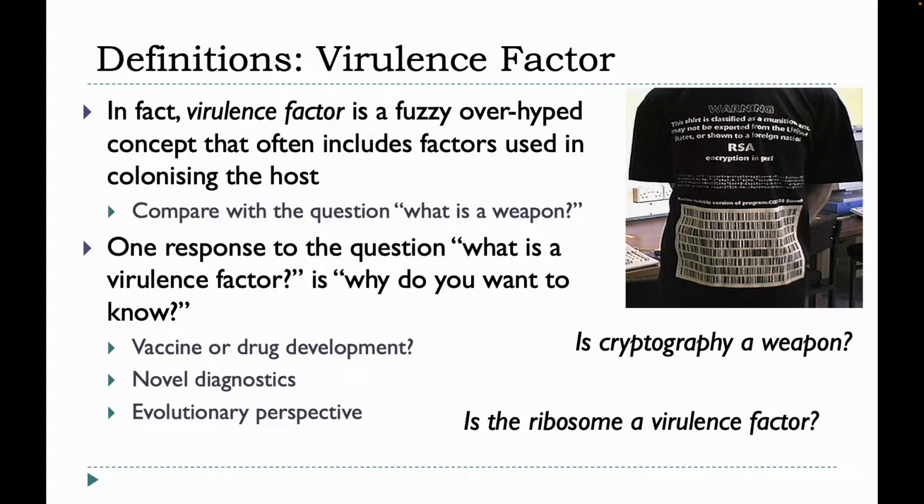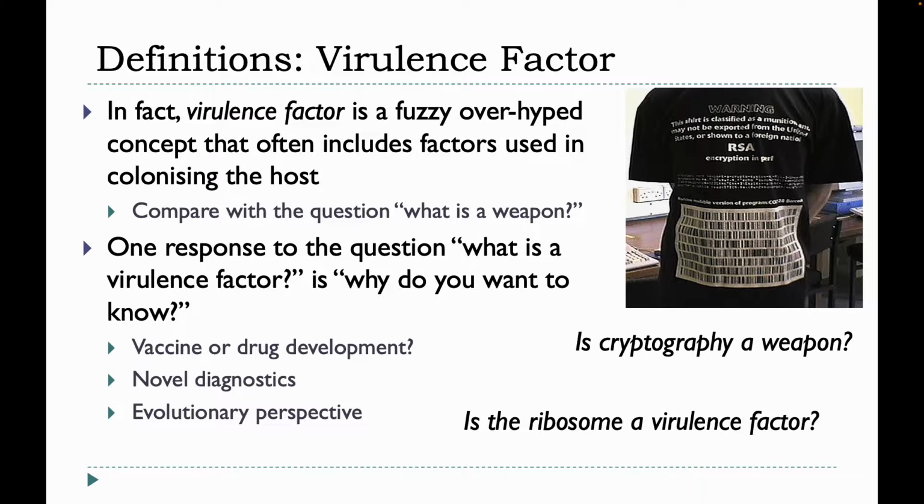So if cryptography is a weapon, is the ribosome a virulence factor? For a bacterium to cause infection, it has to have a functioning ribosome. If you took out the ribosome, it wouldn't be able to cause infection anymore. Does that make the ribosome a virulence factor? These are kind of reductio ad absurdum arguments, but they do point out there are no really hard answers to this question. And it depends why you want to know.